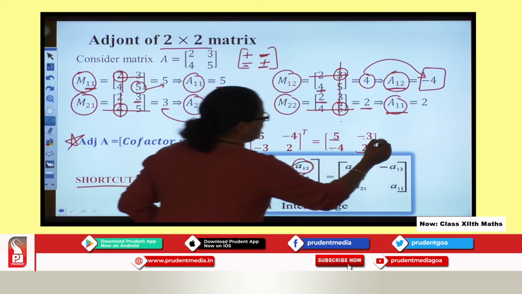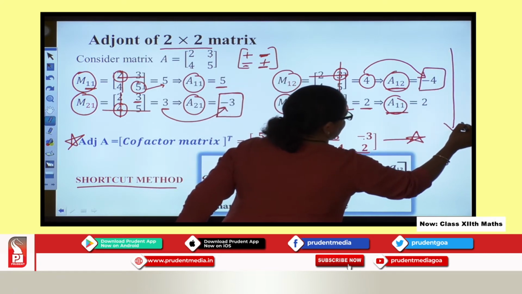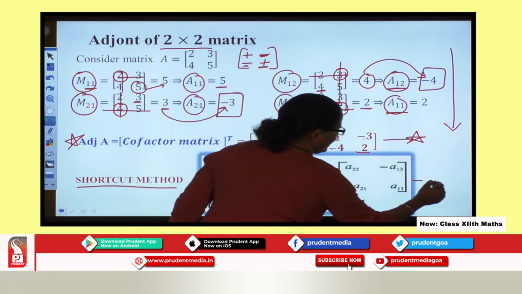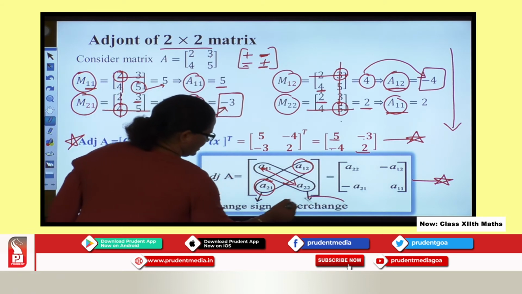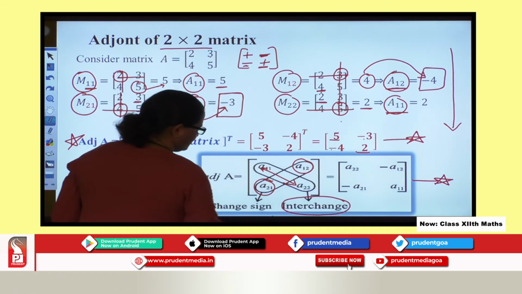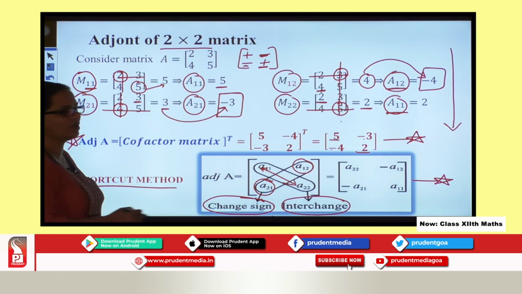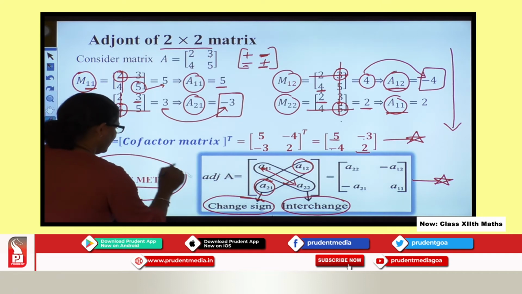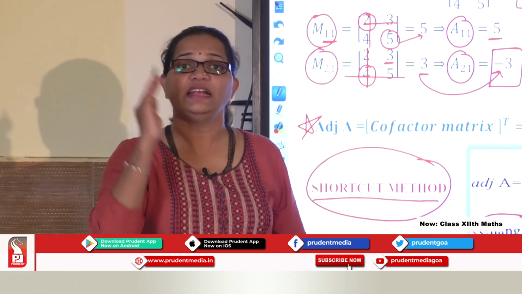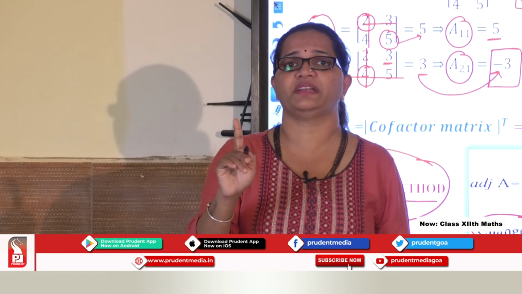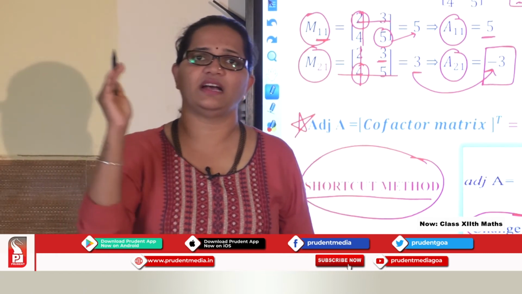So basically, what you get after using all these calculations, we can get directly using just 2 steps: interchange the entries of your principal diagonal and negate the entries of your minor diagonal. This shortcut method is more efficient than using minors and cofactors for a 2 by 2 matrix. But when you consider a 3 by 3 matrix, minors and cofactors are essential.